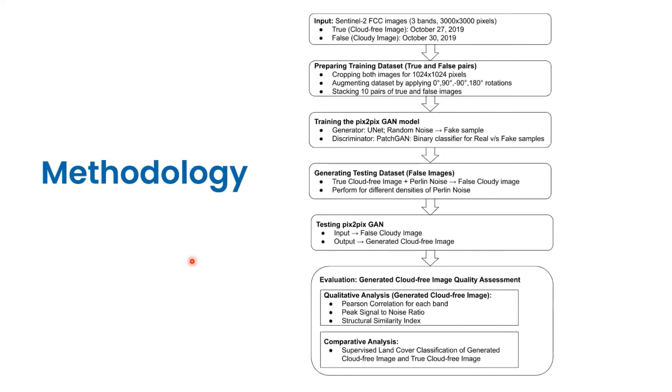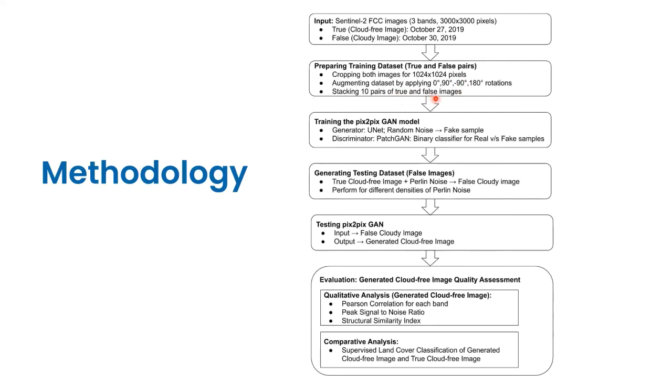The methodology was as follows. With the true image as the cloud-free image and false image as cloudy image, we created an image batch size of 1024, and then we cropped both the images. Then we augmented the images by applying 4 rotations. So we had 4 unique images. Then we stacked them iteratively 10 times.